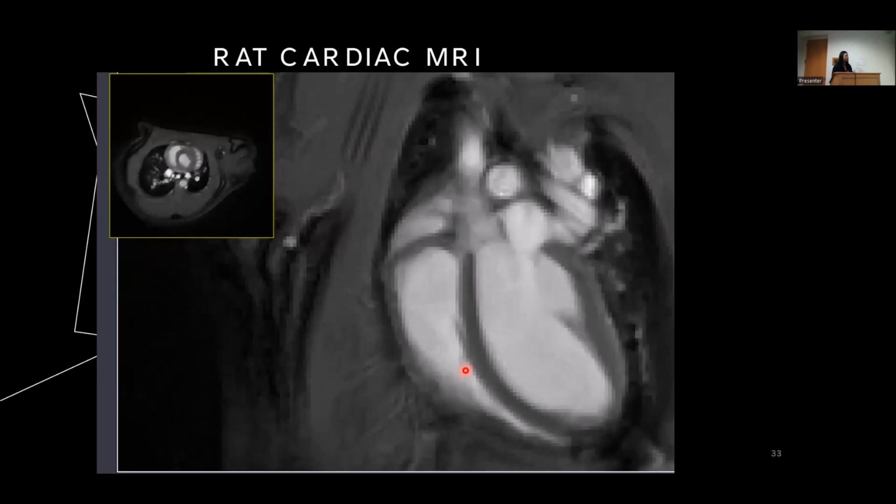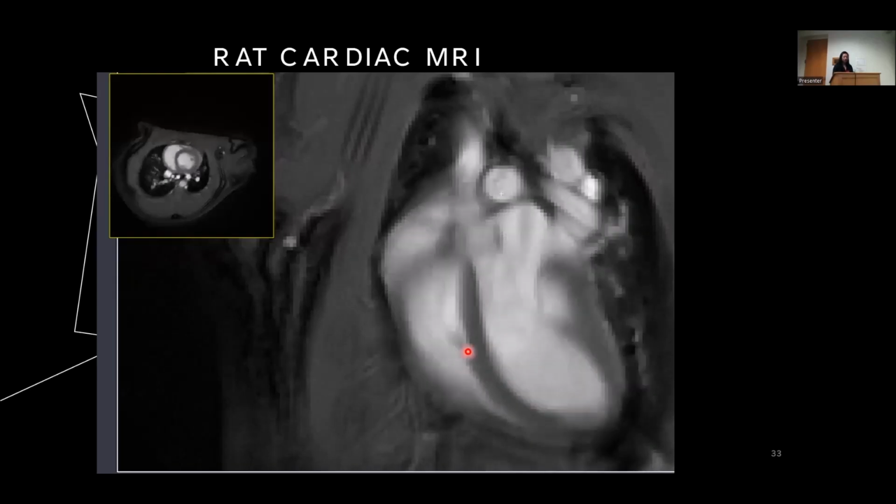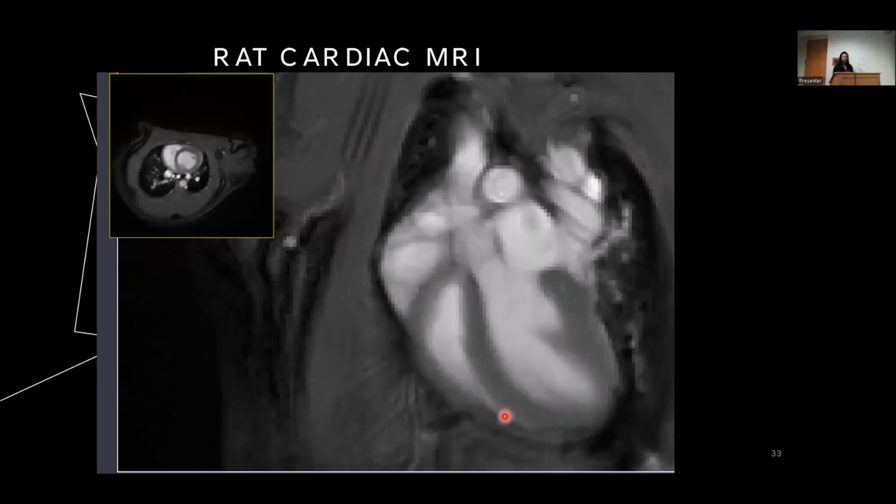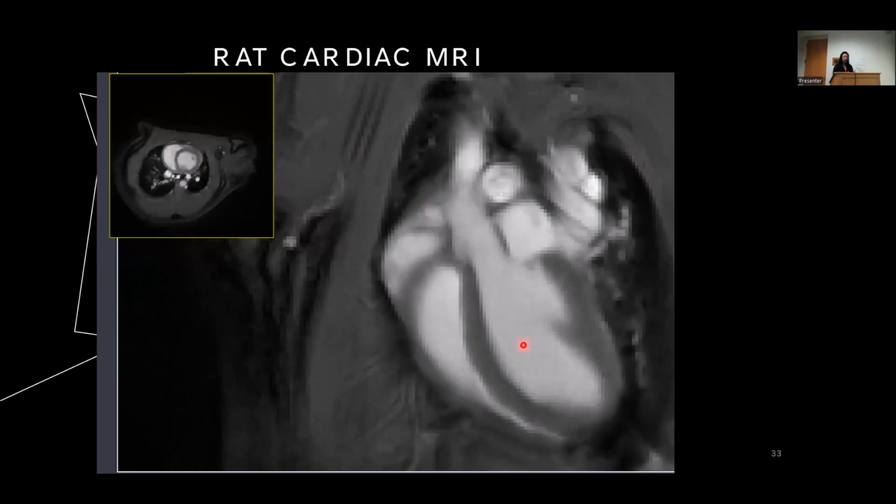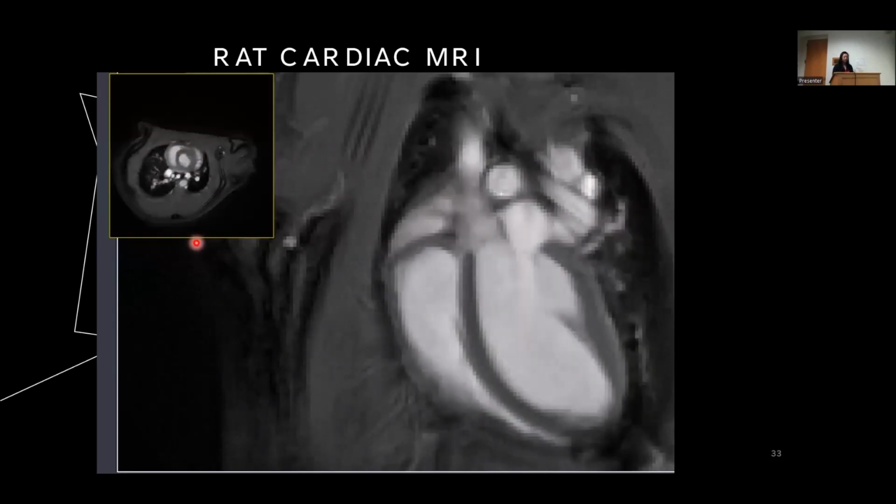in the animal imaging core. So as you can see, this is the right ventricle of a rat. Here's the left ventricle, and this is a normal ratio of the right ventricle compared to the left ventricle in a long axis view and then a short axis view.